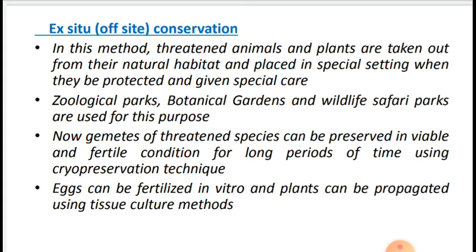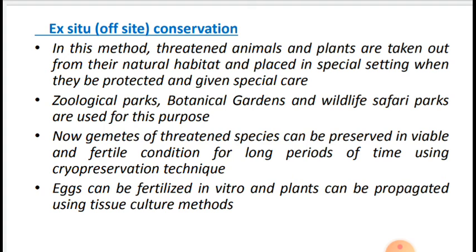Zoological parks, botanical gardens and wildlife safari parks serve this purpose. You also have visited these types of places. There are many animals that have become extinct in the wild but continue to be maintained in zoological parks. It is possible. In the same way, plants which are near extinction, or in the red list, can also be conserved this way. That is a type of ex situ conservation.